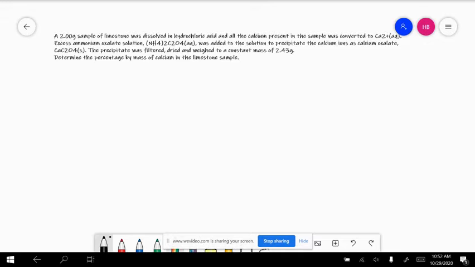A 2.00 gram sample of limestone was dissolved in hydrochloric acid, and all the calcium present in the sample was converted to calcium 2+ ions. Excess ammonium oxalate solution was added to the solution to precipitate all the calcium ions out as calcium oxalate. Determine the percentage by mass of calcium in the limestone sample.